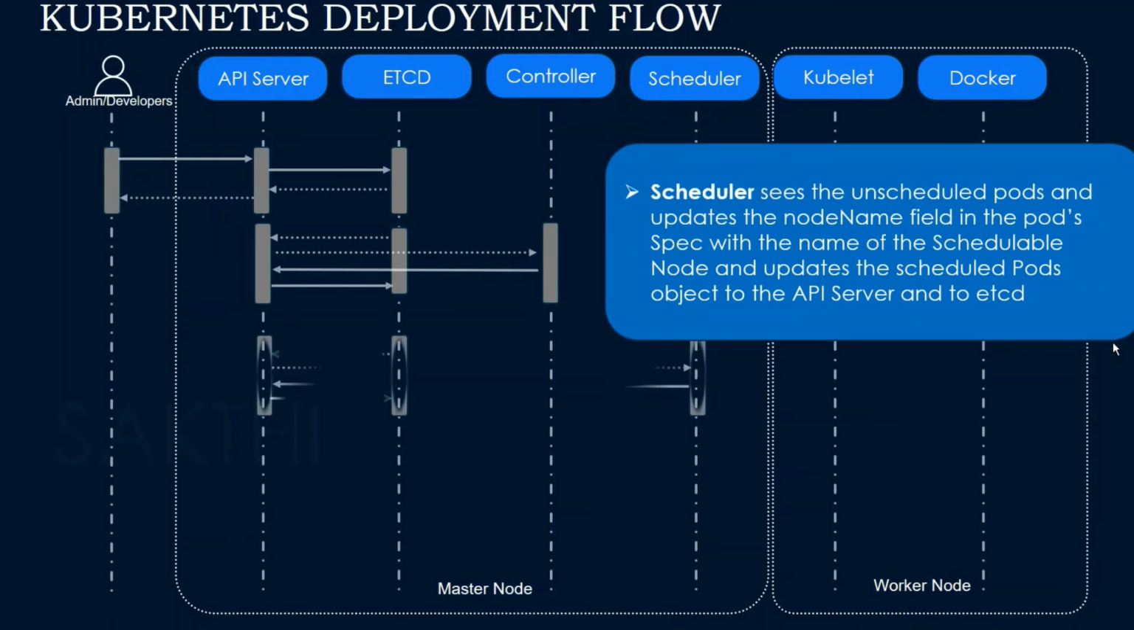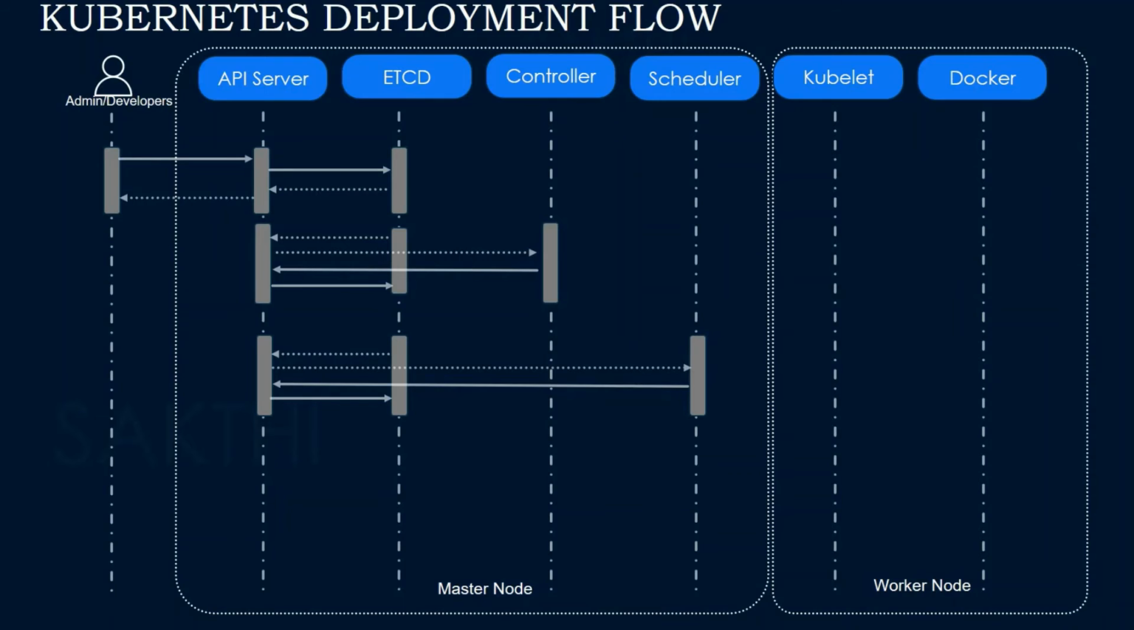The next part is the scheduler part. The scheduler sees the unscheduled pods in the API server and then it selects the desired nodes for placing the pods and updates the node name information in the pod specification and updates to the etcd via the API server. Now etcd has all the required information to deploy a pod and where the pods are to be deployed.